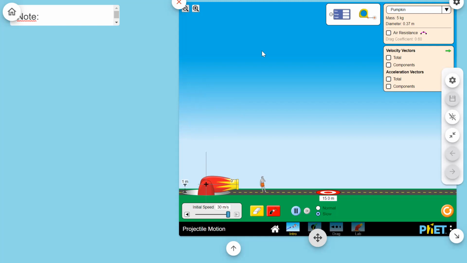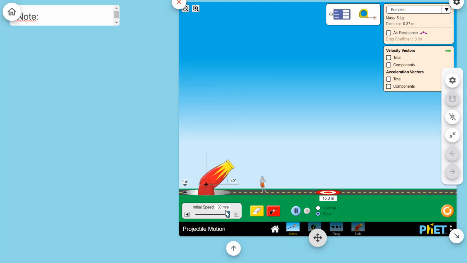Friends, before we continue, I will take a note here to make sure there is no missing concept in this video. Now, before we continue, we are talking about projectile motion. I only give you the simulation for the projectile motion.